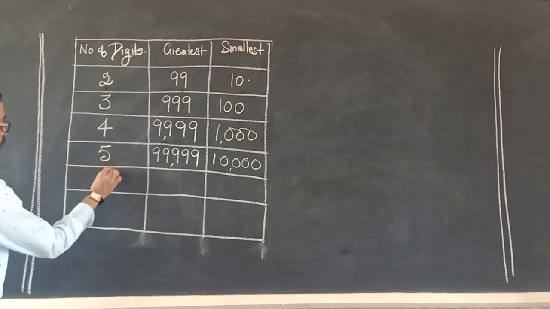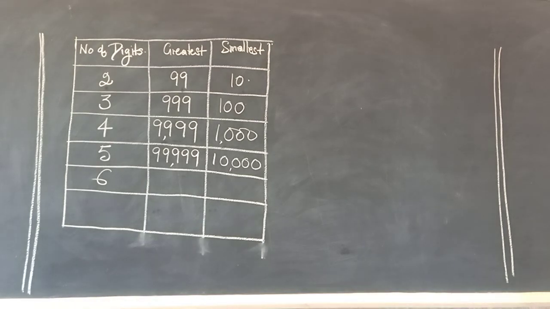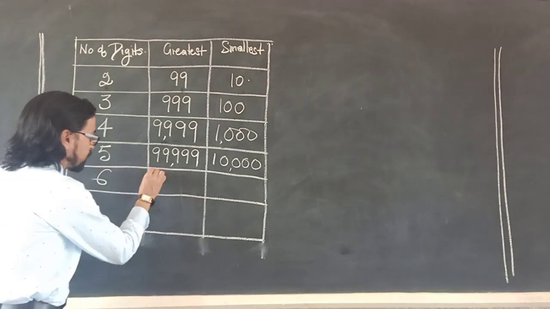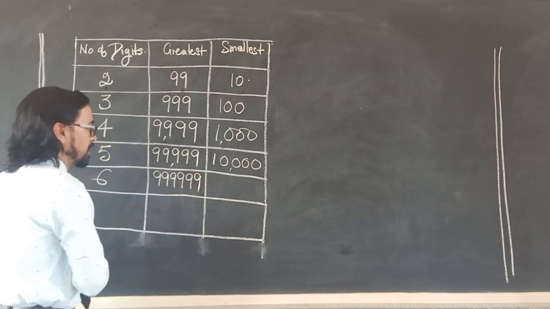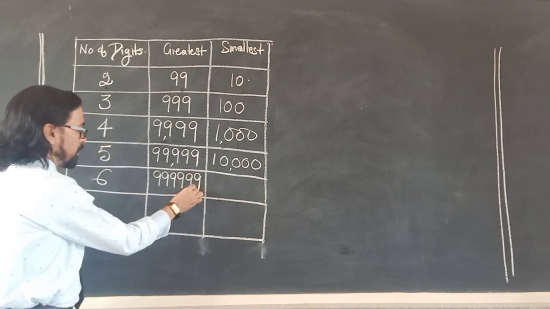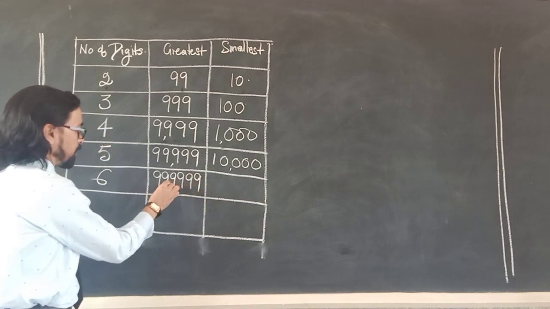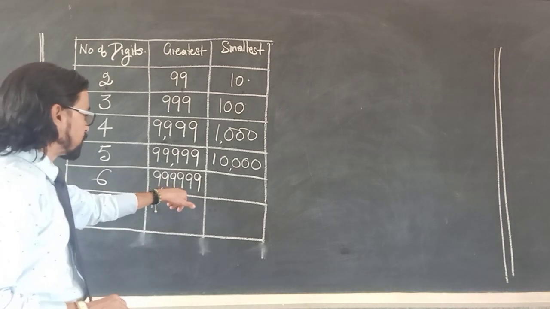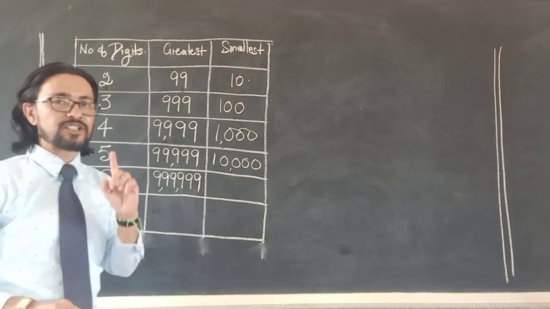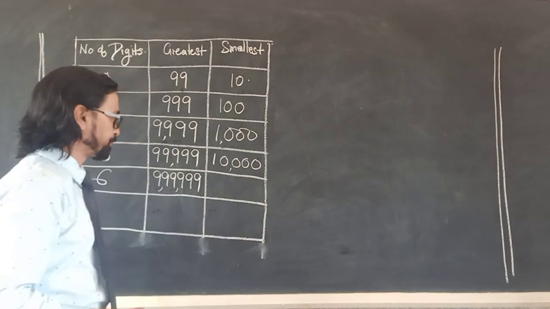Now I come to a 6-digit number. So 6 nines, 1, 2, 3, 4, 5, 6. And I put the commas. 1, 2, 3, comma, 1, 2, comma. So I get 9,99,999, which is the largest 6-digit number.